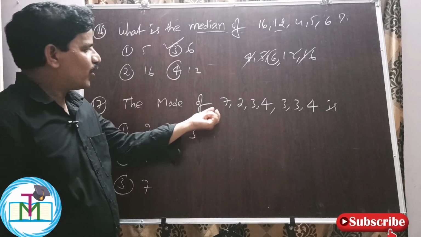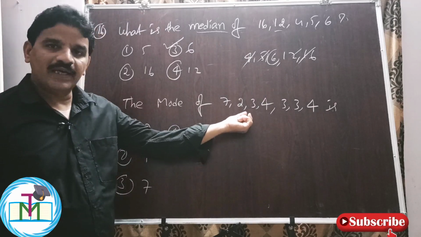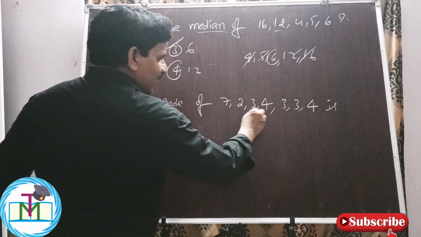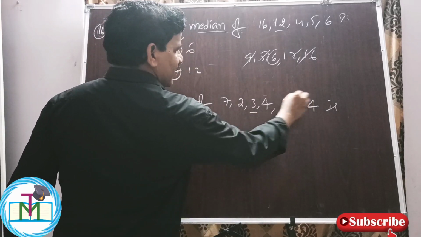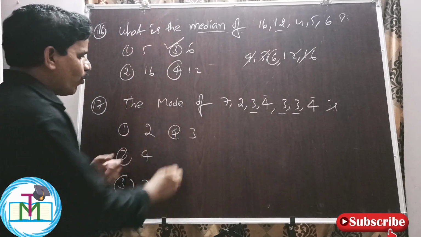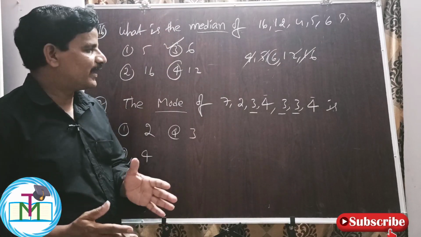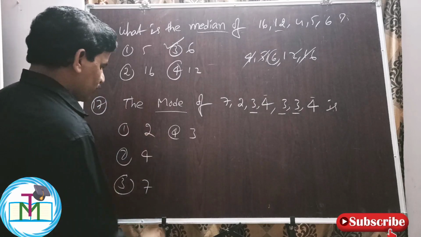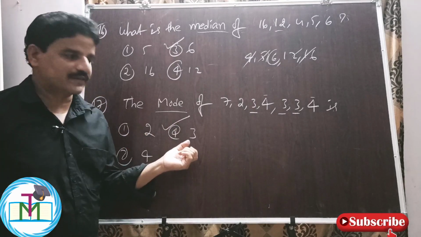Now question number 17. The mode of the following data: 7, 2, 3, 4, 3, 3, 4. Here 3 is repeated 3 times, 4 is repeated only 2 times. Mode means the most frequently repeated value. Here 3 is repeated most frequently. So therefore option 4 is the right answer.